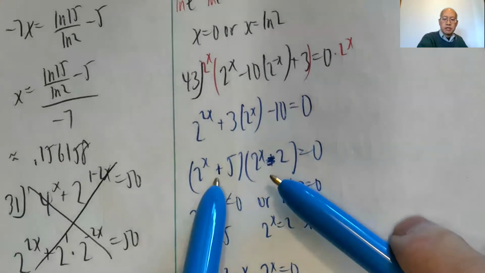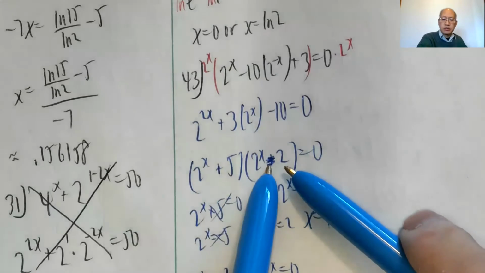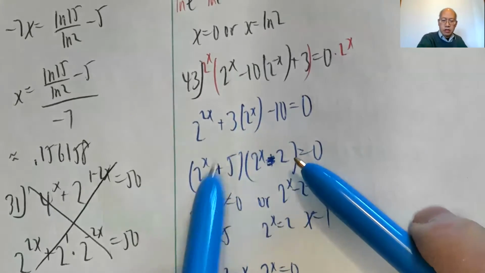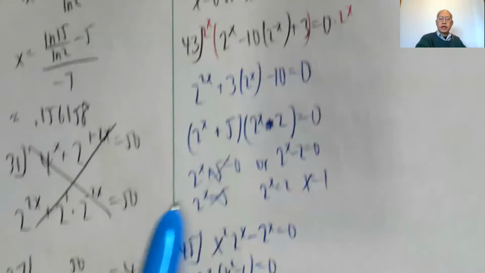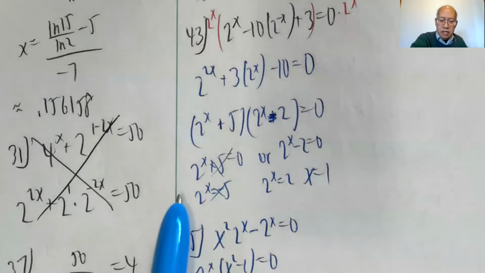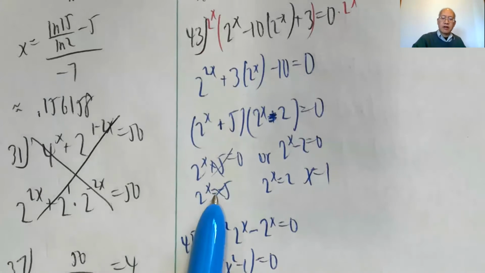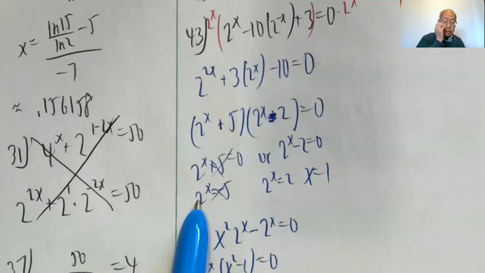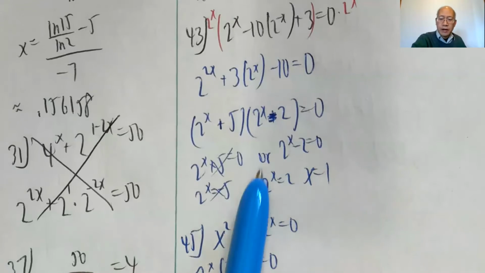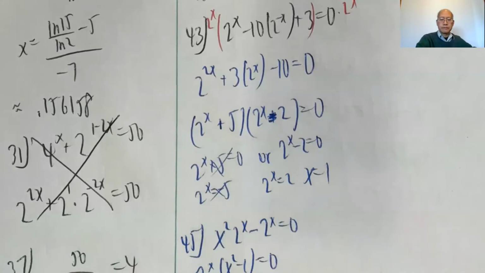Factor as 2 to the x plus 5, 2 to the x minus 2 equals 0. So if you multiply this all out, you get that. 2 to the x plus 5 equals 0 is impossible. That would mean 2 to the x is negative 5, but recall 2 to the x is always positive. Exponential functions are always positive. So I just solve that. 2 to the x equals 2, x equals 1.